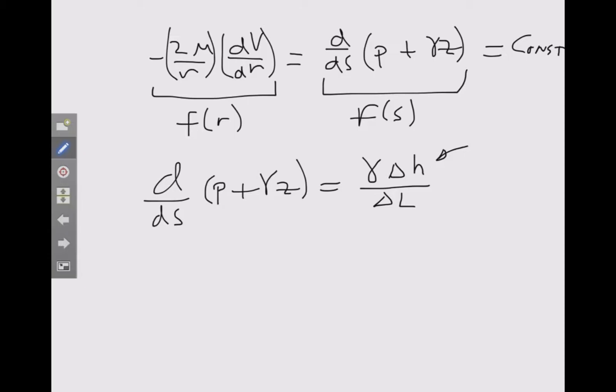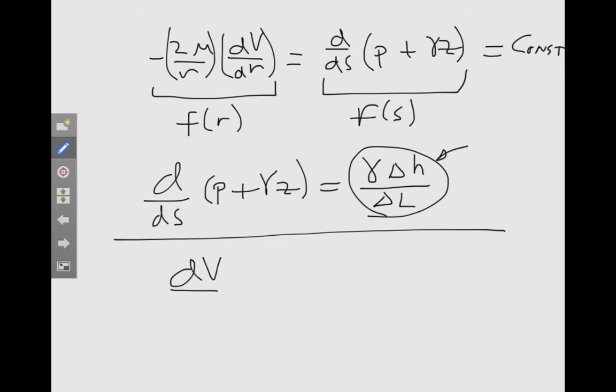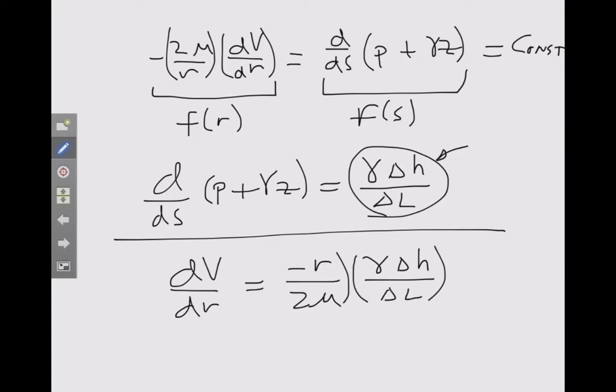And we'll see in a minute as we go through this derivation, we'll write this as 1 minus 2 instead of 2 minus 1, because we're not going to carry this minus sign through. So now that we have this nugget here, we can plug back into the equation that we had on the previous page, and dv dr now becomes minus r over 2 mu times gamma delta h, the change in piezometric head over the length that we're interested in. Okay, so there's our equation, and we need to integrate this.